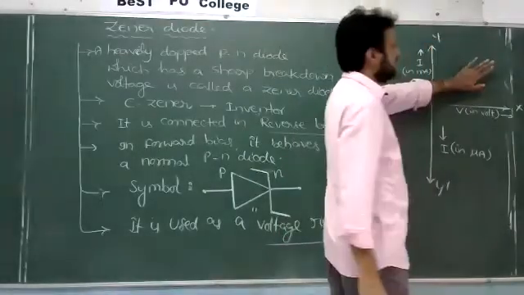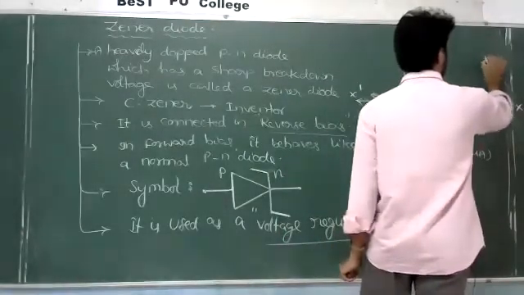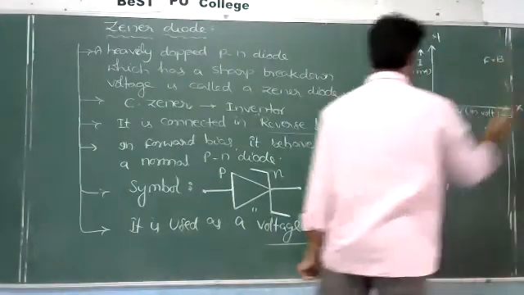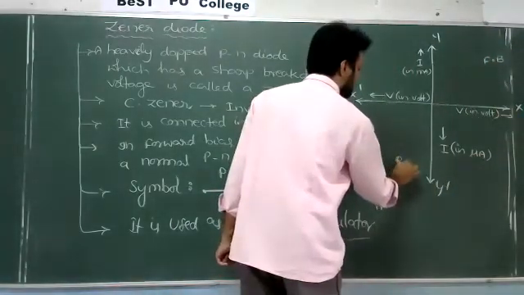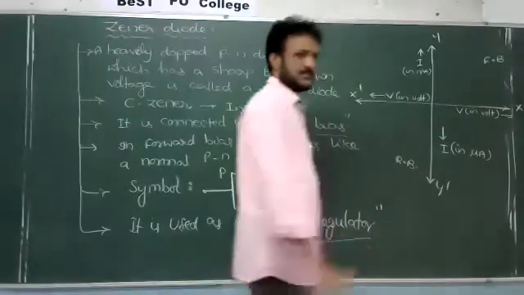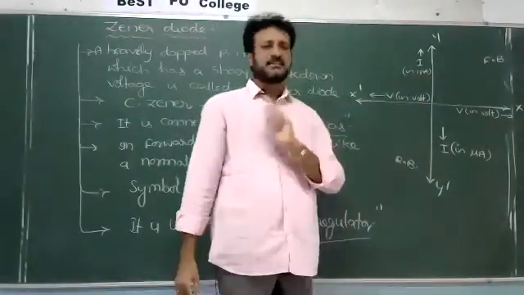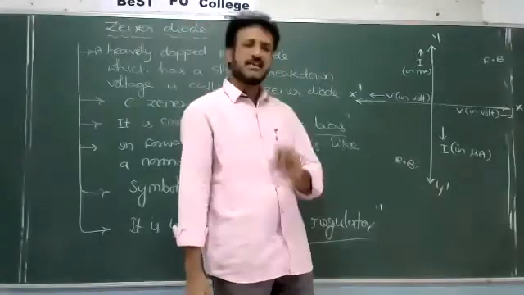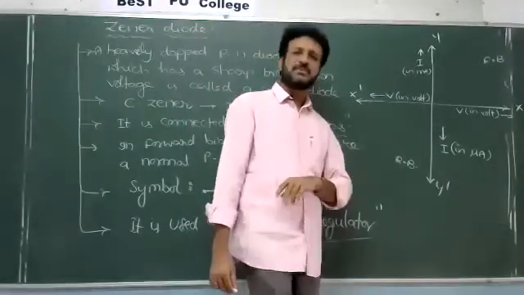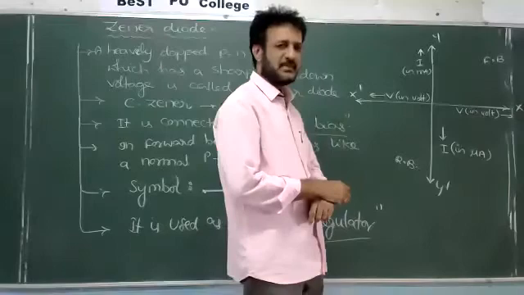So this will be forward bias. This condition is nothing but a forward bias. This side will be reverse bias. So forward bias, and this will be reverse bias. So generally, when you connect a Zener diode or a normal diode in the forward bias, what will happen?